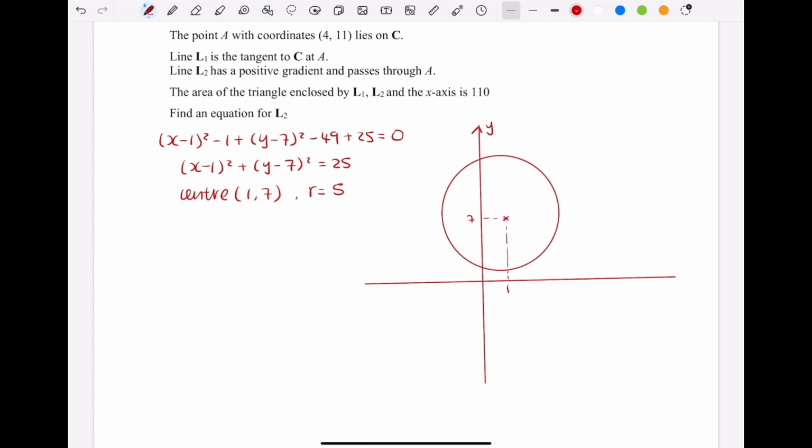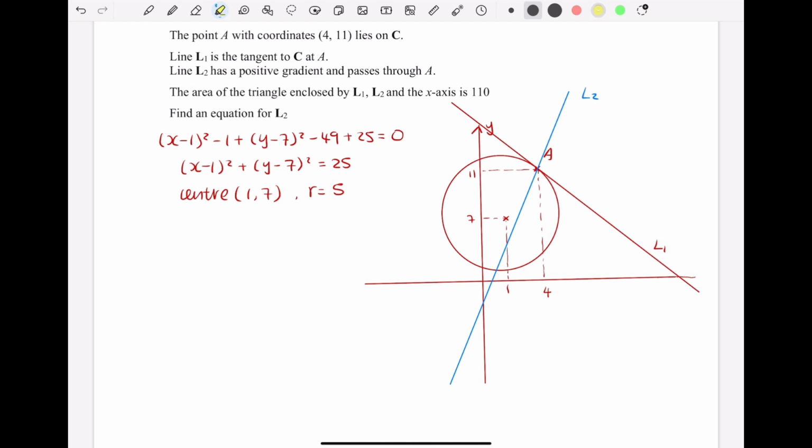This is our circle. Now we are also told that the point A has coordinates 4, 11. It's on the circle C. The line L1 is a tangent to the C at A, and the line L2 has a positive gradient and passes through A. We don't really know what it looks like, so what I'm going to do is just get a sketch of L2. It might not be exactly where it should be. However, at least that gives us an idea what this problem will look like.